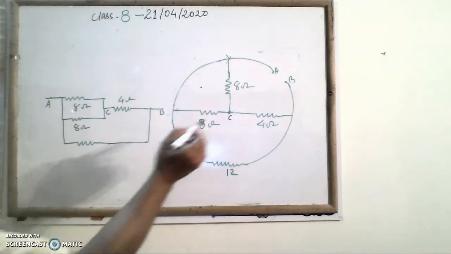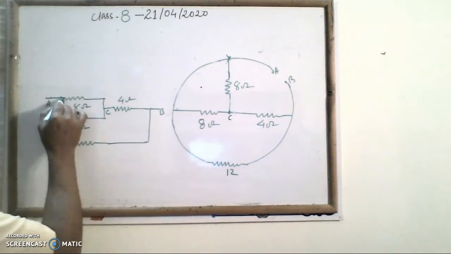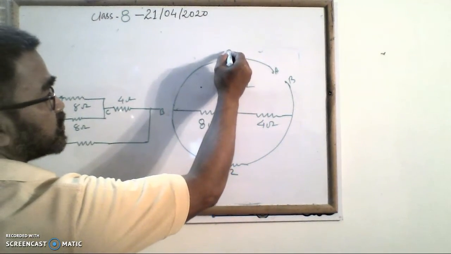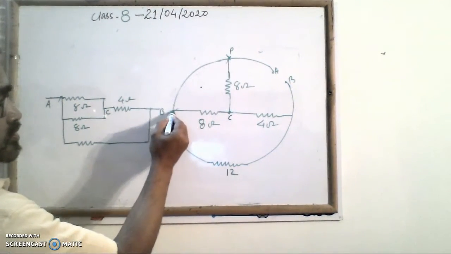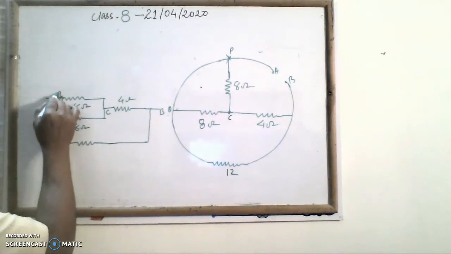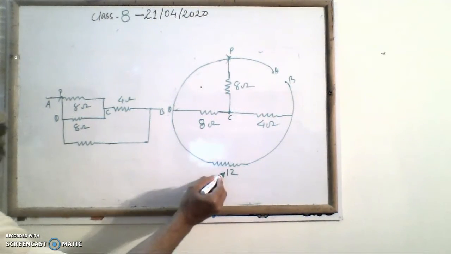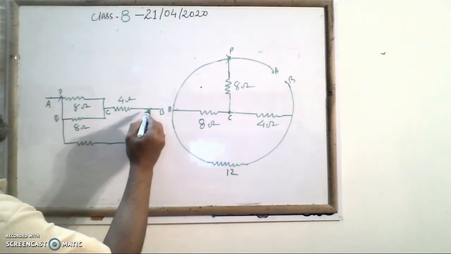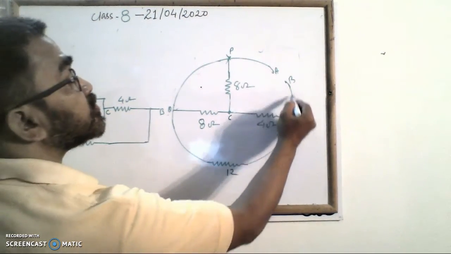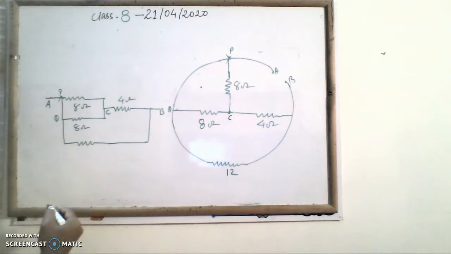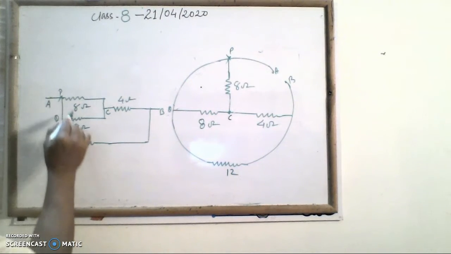And again I am explaining, from A, if you go, you will get this point first. Suppose I am giving this point P, and come to this point Q. P point, Q point, suppose. And then go to 12 ohm, cross it and arrive at this point here. This is the B point. B point is same. So this is the modified circuit from which you can find out the equivalent resistance.